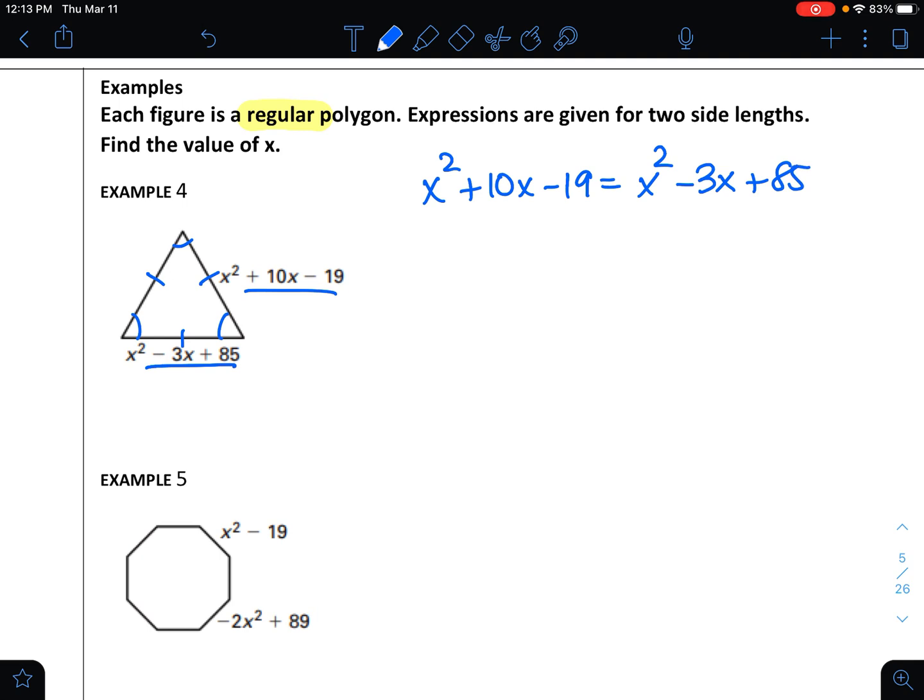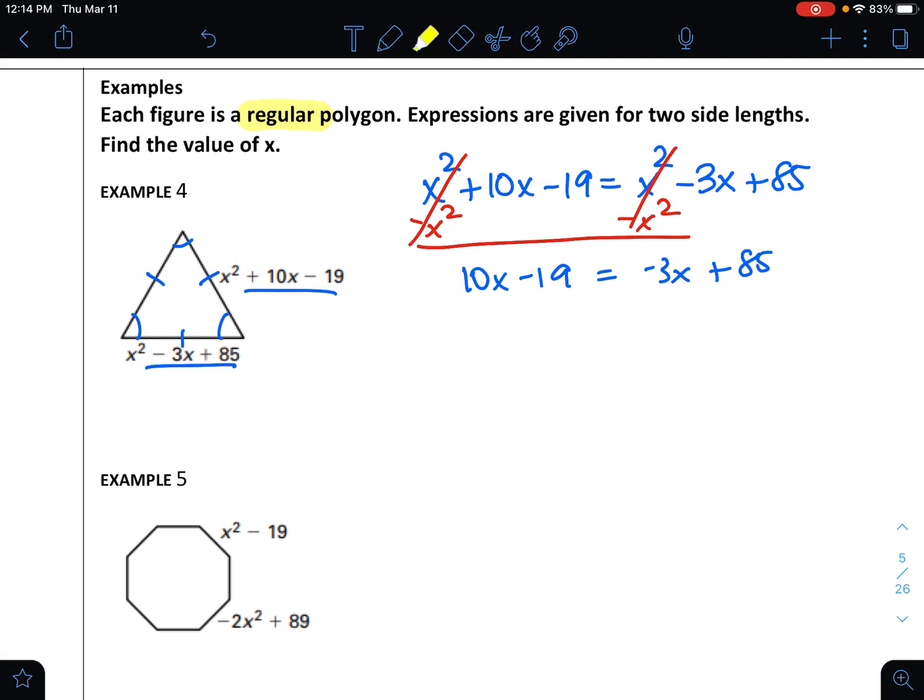Okay, I'm going to start to collect x squareds on both sides. And so see what happens when I go to do this. These add up to 0 and these add up to 0. So now I'm left with 10x minus 19 equals negative 3x plus 85. So that right there eliminated my need to factor because I now have a linear equation here. I'm just going to proceed like I do when I solve linear equations.